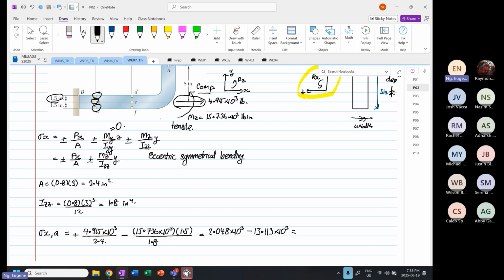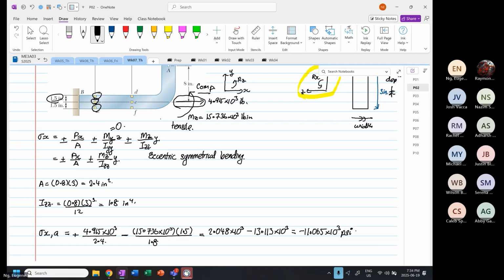Okay, so let me do it again. 4.915 times 10 to the power 3 divided by 2.4, which is the cross-sectional area, gives 2.048. Then 15.736 times 10 to the power 3 times the y distance, which is 1.5, divided by the second moment of area, gives 13.113. So 2.048 minus 13.113 is equal to minus 11.065 times 10 to the power 3 psi.